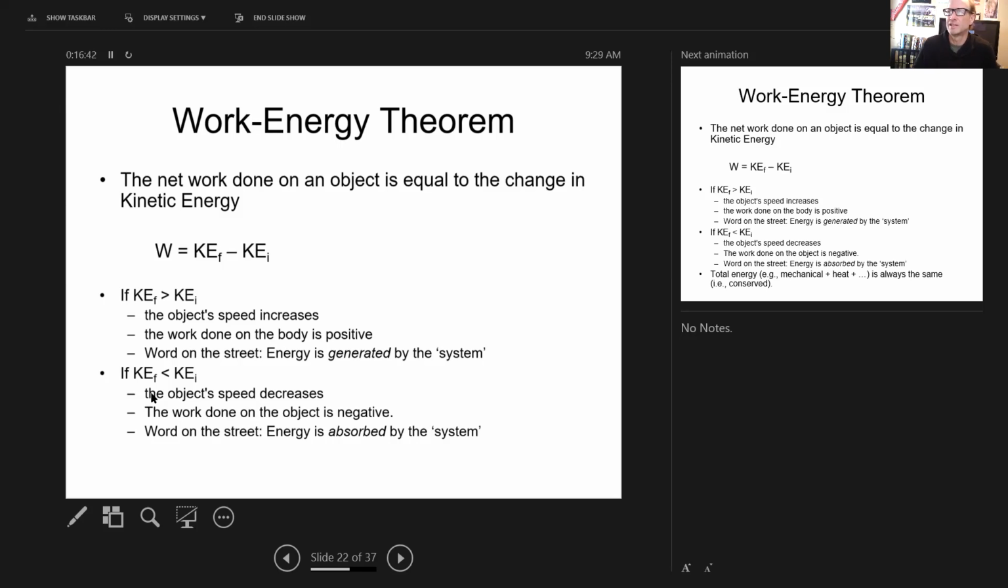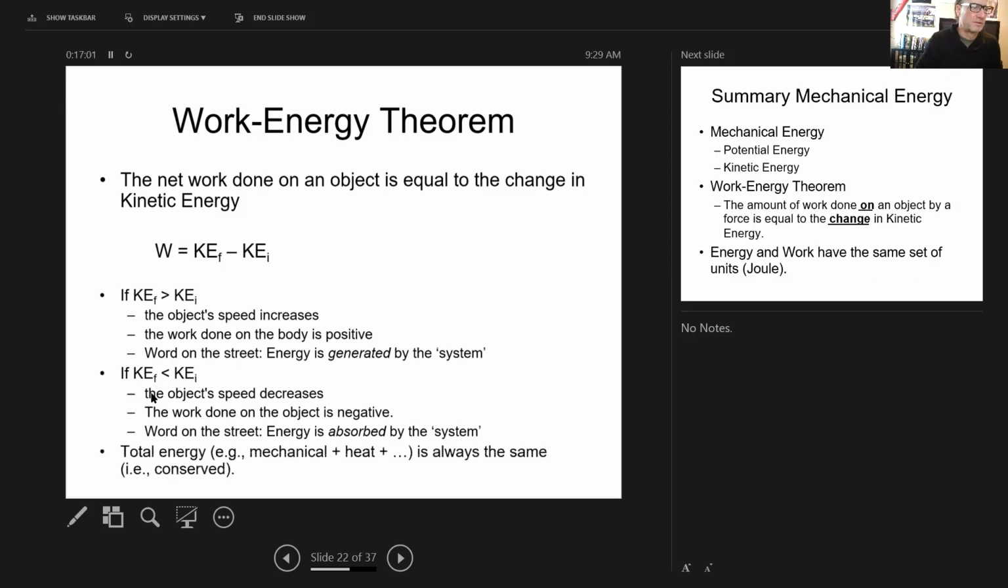All it's telling us is the kinetic energy is different. That means work was done. And our interpretation of that is that we're either generating work or generating energy or absorbing energy. Those are not actually correct phrases, but we use them all the time. The total energy, mechanical, heat, whatever, is always the same. Energy is conserved. The work-energy theorem is specific to the change in kinetic energy.